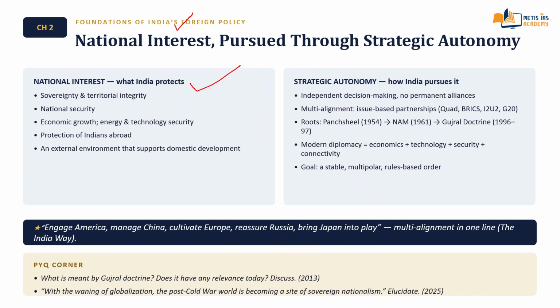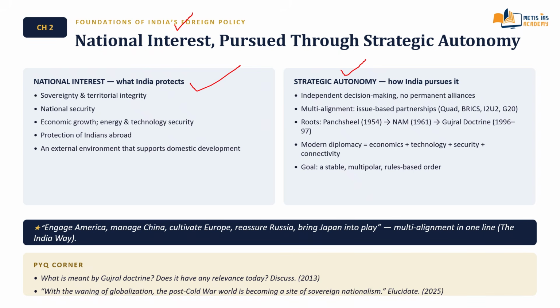Now, another question naturally arises. How does India pursue its national interest? Does India permanently align with one global power? Does it isolate itself from the world? The answer is neither. India follows the principle of strategic autonomy.